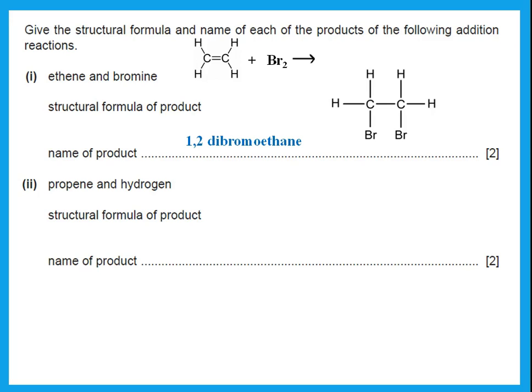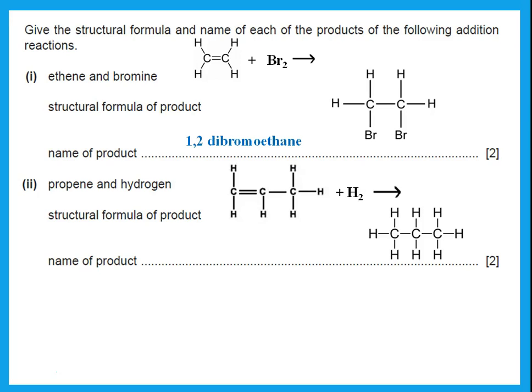Okay, let's try the next one. He says propene and hydrogen. Now, what is propene? Propene is an alkene that has 3 carbons. Okay, he wants to react that with hydrogen. So what should this give me? Well, we said again, the double bond should open up and become a single, and I should put something on each of the carbons that had the double bond. Now, I'm reacting it with hydrogen. That means I will put an H and an H. So that is my product.